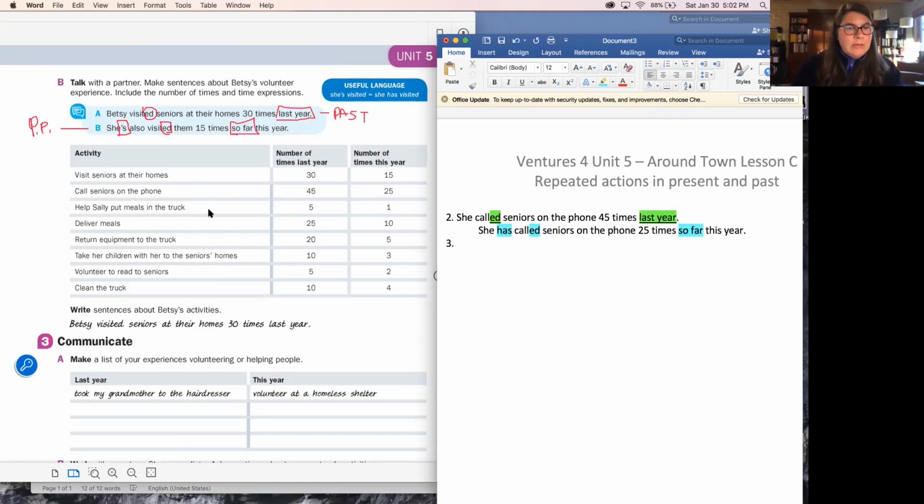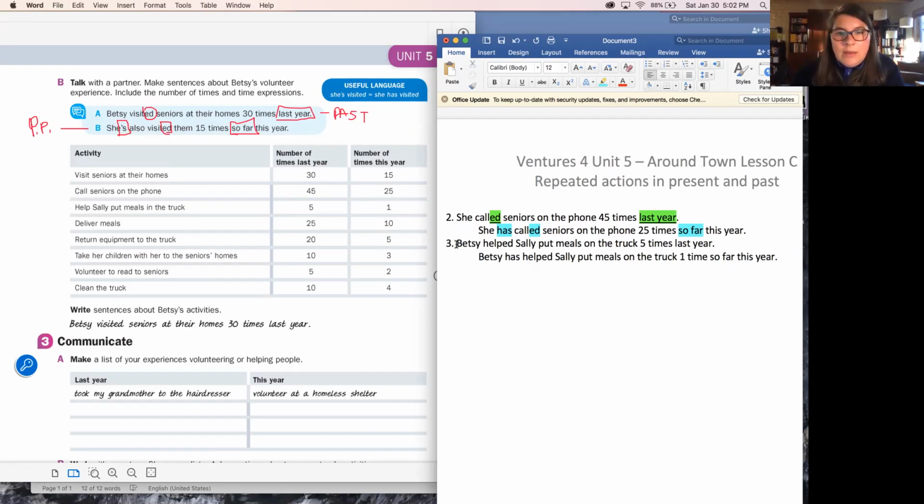Help Sally put meals on the truck. We're talking about Betsy, right? So let's do Betsy has, oops, I have to do last year. Betsy helped Sally put meals on the truck. How many times? 5 times. When in the past? Last year. And Betsy has helped Sally put meals on the truck. How many times? 1 time so far this year.